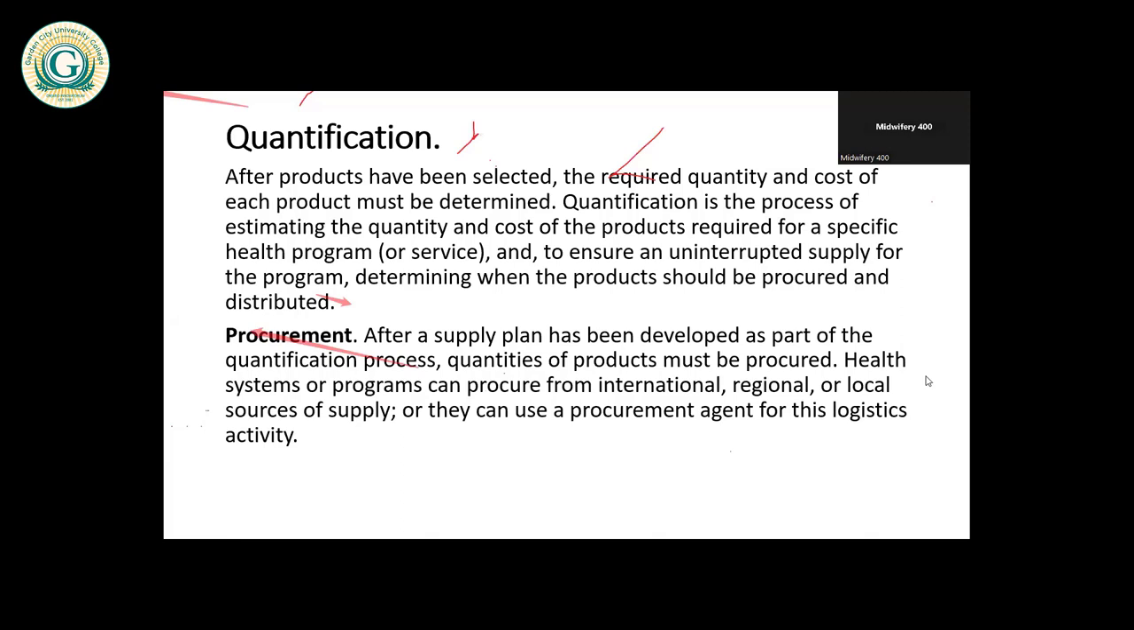So the next one is the quantification. After products have been selected, the required quantity and cost of each product must be determined, and the cost of the product required for a specific health program. And to ensure an uninterrupted supply for the program, determine when the product should be procured and distributed. So having selected the product, you need to know the quantity that needs to be procured, the quantity you need, and then the quantity that must be distributed to the various facilities.